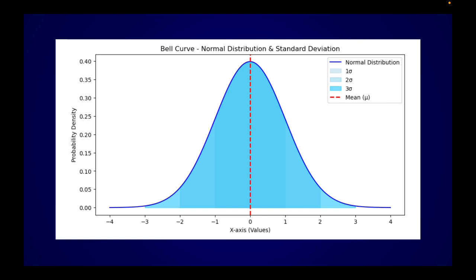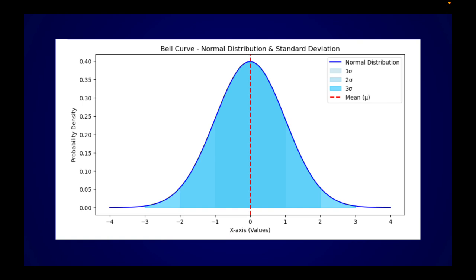And the shaded blue regions represent standard deviation. These represent different ranges of standard deviation. Now in standard deviation we also have the light blue color, which contains 68% of the data. The medium blue color contains 95% of the data, and the dark blue is going to represent 99.7% of the data.